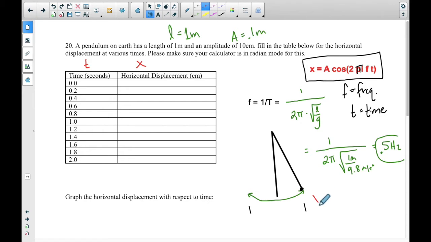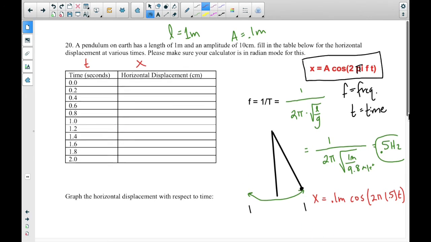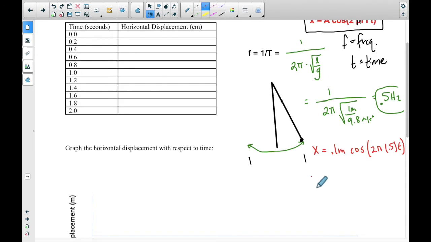So the x, which is going to go into our y column, is going to be equal to A, which in this case is 0.1 meter, times the cosine of 2 pi times the frequency, which is 0.5, times the t, which is the x column. And so this actually can be simplified even further, right? The 0.5 and the 2 just give us a 1. And so I've rewritten this a little bit easier.